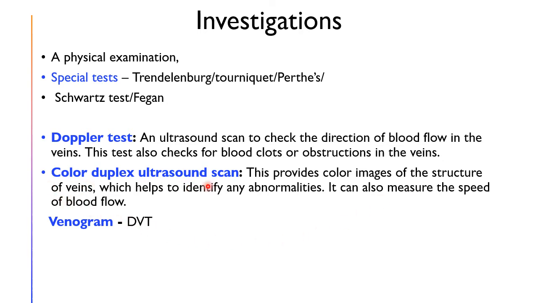Nowadays, with color duplex ultrasound, we have color images of the structure of veins, which helps to identify any abnormalities and can also help to measure the speed of flow. So any regurgitation or slowing down of the flow of blood can be detected by means of this color duplex ultrasound. I mentioned venogram here because in cases where you're unable to determine deep vein thrombosis, then venogram is the most reliable investigation, which may have to be done especially in patients who are planned for surgery.